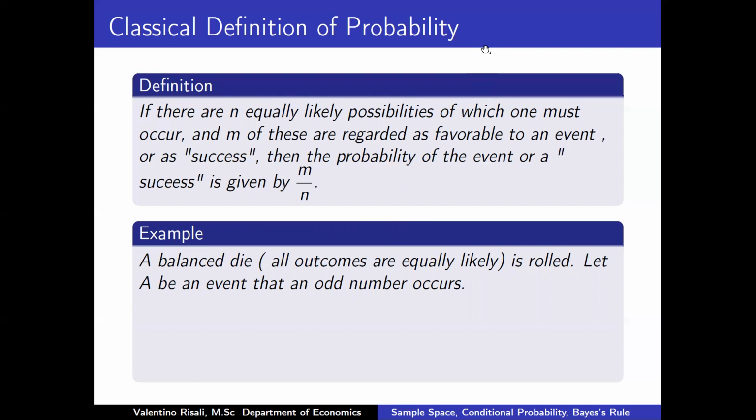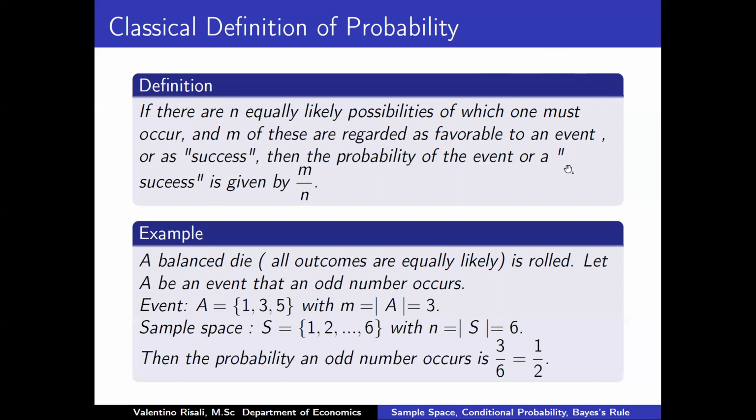Because the sample is 1, 2, 3, 4, 5, 6, and the amount of odd numbers in the sample is 3. Because the whole sample is 6, you just divide 3 by 6, and you get a half. Yes. Great. Thank you. Because we assume that this is a balanced die, we can use the classical definition. Then we divide the cardinality of A, that is 3, by the cardinality of S, that is 6. So the probability is a half. Okay, thank you.